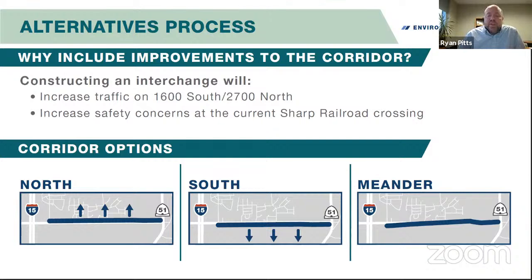These options included widening the corridor to the north. We also looked at widening the corridor to the south. And then we also looked at widening the corridor to the north in some areas and to the south in other areas in an effort to try to minimize the impacts to the existing properties. We called this option the meander option.